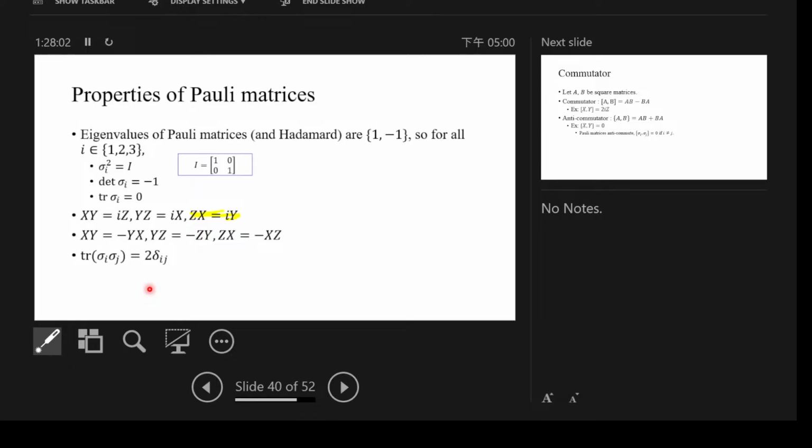Okay, and I think a lot of properties of Paulis come from the fact that the eigenvalues of Paulis and Hadamards are 1 and minus 1. And from here you can derive several properties. For example, the square becomes identity, because if you take the square of a unitary diagonalizable matrix, you square the eigenvalues, and the squares of those eigenvalues are 1. So yeah, sigma squared also always becomes identity. And also the determinant will be the product of the eigenvalues, so it's minus 1.